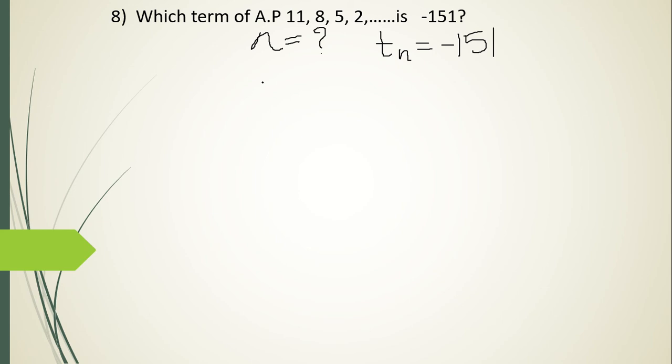Now the AP is this. The first term T of 1, which is equal to A, is 11. And what is the difference? 8 minus 11. The difference is going to be negative. 8 minus 11 is minus 3. So the difference D we get is minus 3. Now you know T of n, you know A, the first term, and you know D. Just put the values in the formula and you will get it.